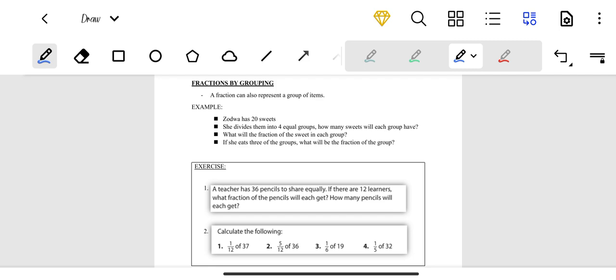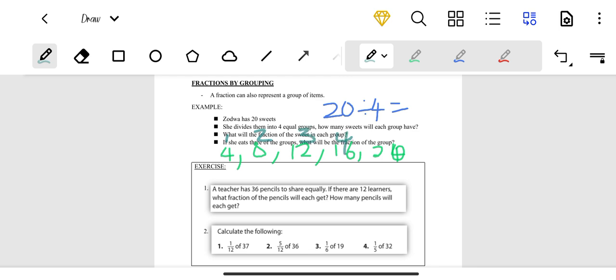For you to find the first answer correctly, you can simply say the 20 sweets divided by the 4 groups is equal to, so we have 4, 8, 12, 16, and 20. We're trying to check, with 20, how many 4s are there? We have 4 number 1, 4 number 2, 4 number 3, 4 number 4, 4 number 5. So it means that 20 divided by 4 is equal to 5. And then you are done with number 1.